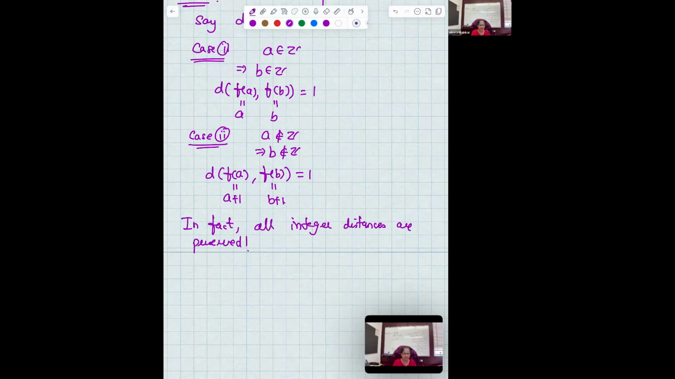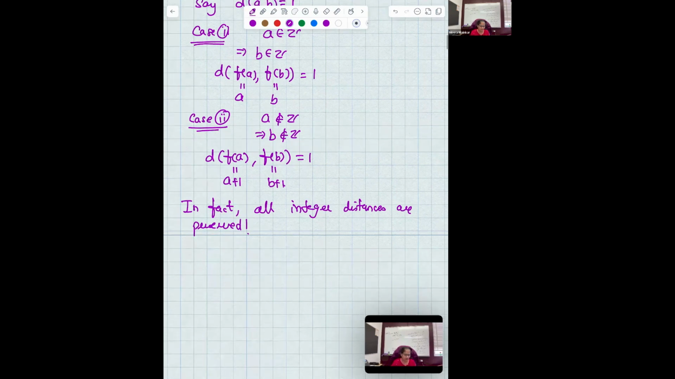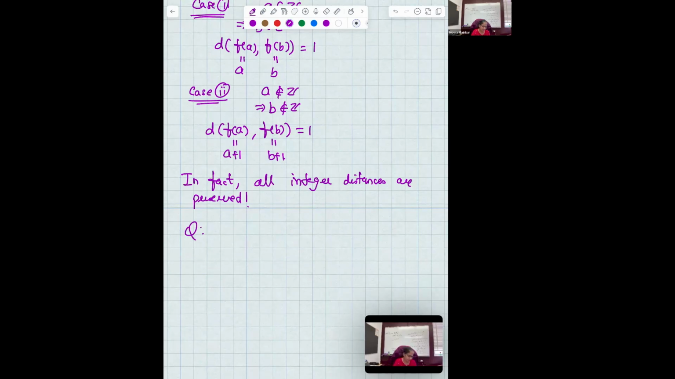Now the question is whether you have anything else other than integral distances preserved. So the question is: are any more distances preserved?